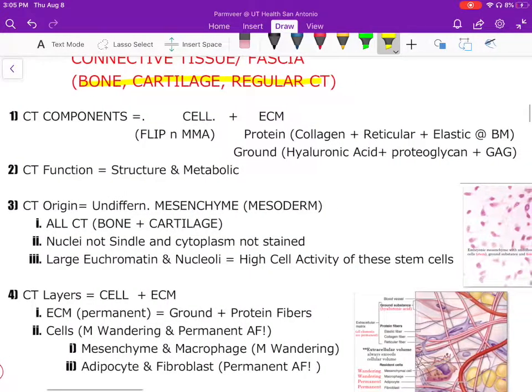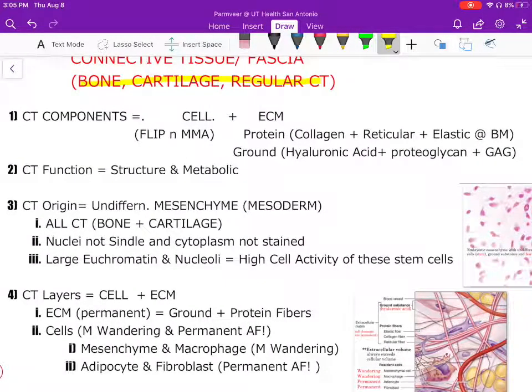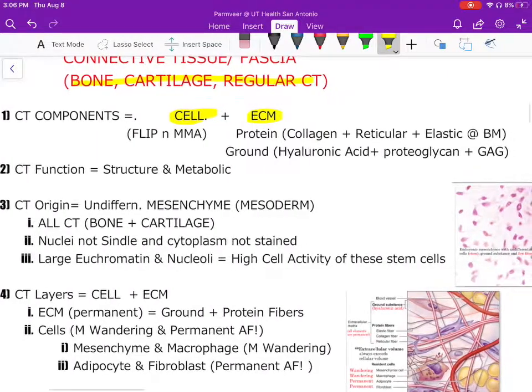So first one is, what are the components of a connective tissue? So connective tissue is made up of cells and the extracellular material. We have a mnemonic for it, FLIP in MMA, like the MMA fight. So all these letters define all the different cell types. So FLIP in MMA. Extracellular matrix is like the cytoplasm. It's like the watery fluid where these cells will sit, and that is made up of the protein and ground substance.